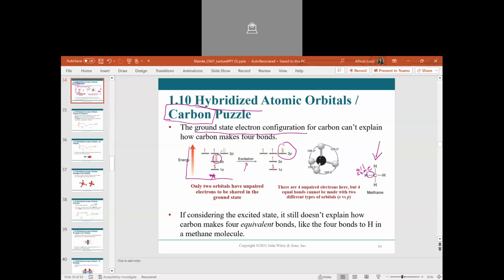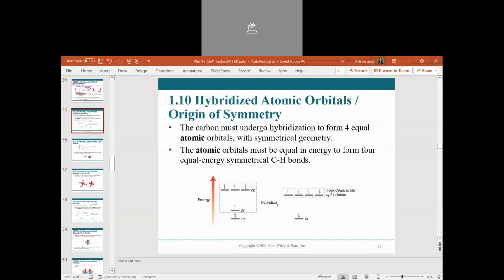So what actually happens is the 2s orbital and all 3 of the 2p orbitals interact in a way that there are 4 equal bonds made. In this image here, we know that we cannot make 4 equivalent bonds. So let's move to the next slide here, and let's see what actually happens. So that 2s electron and the 3 2p electrons are housed now in what are called 4 degenerate sp3 orbitals. So we see 1, 2, 3, 4.